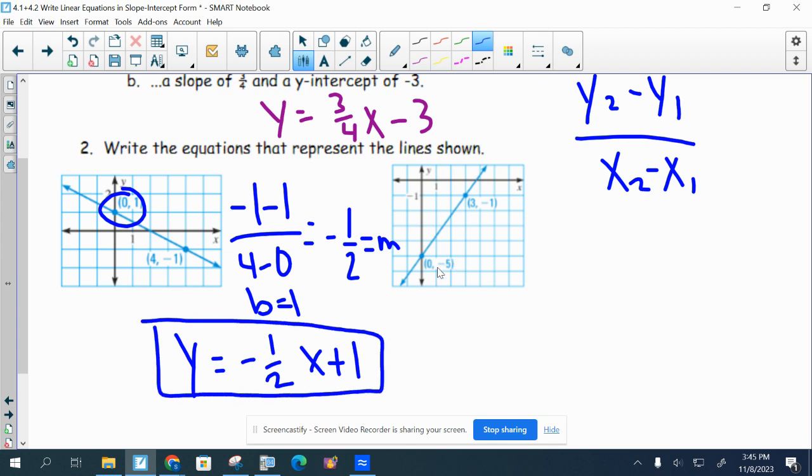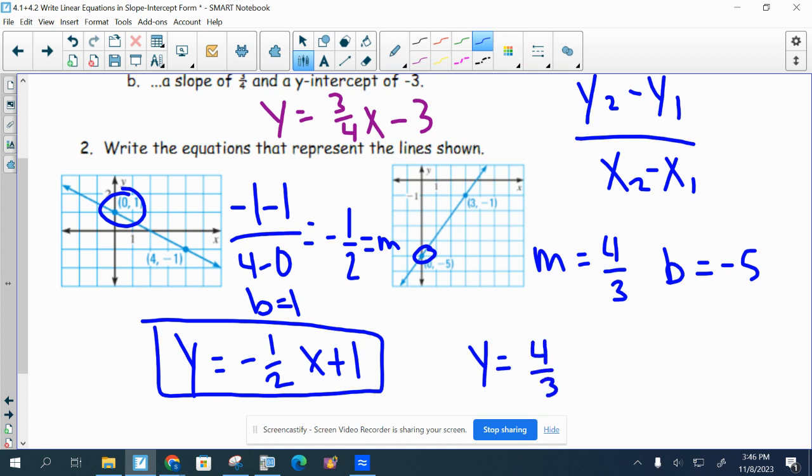For the second type of question, I'm going to do rise over run because I think that's easier when I have 2 points I can do rise over run with. So you're going up 4 and over 3. So the slope is positive 4/3, and the y-intercept is at -5, right there. So the equation would be y equals 4/3 x minus 5.